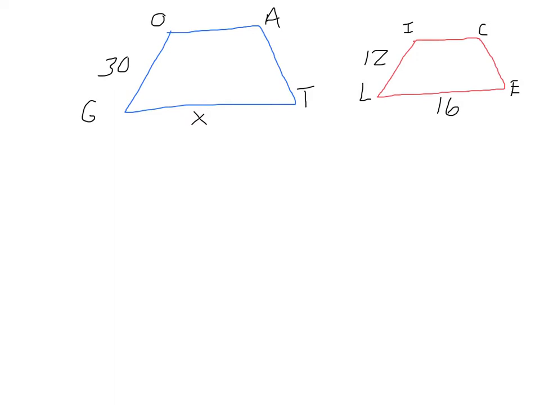Okie dokie, humans. We've got two figures here, and if I told you that these figures, GOAT, is similar to LICE, cool. It means something mathematically, and it will help us solve for this missing side length x in figure GOAT. Since these figures are similar, maybe you could find corresponding sides, which the ratio of corresponding sides is proportional to another pair of corresponding sides.